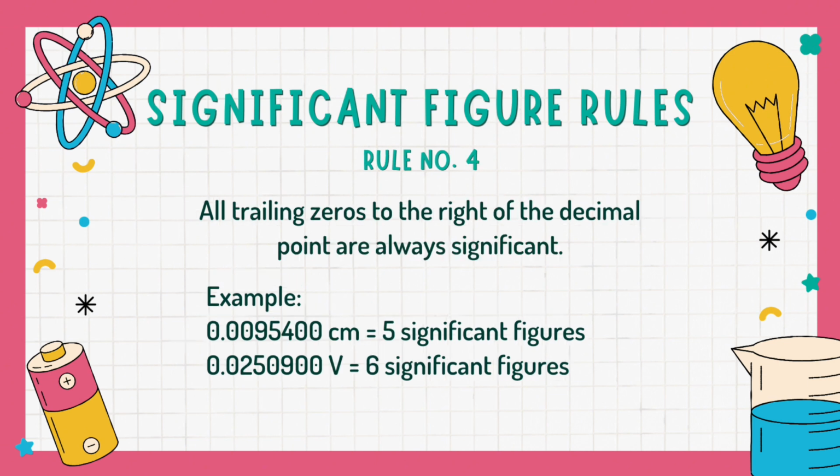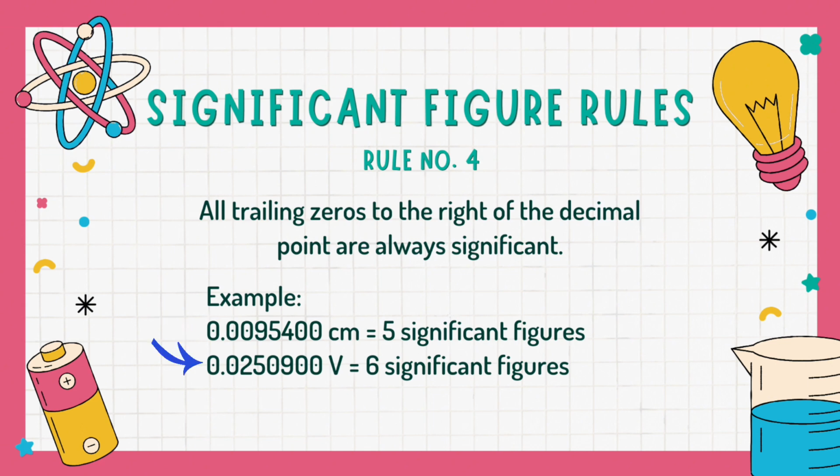Rule number 4. All trailing zeros to the right of the decimal point are always significant. Example 1. There are 5 significant figures because the 0 at the end is a trailing zero. 9, 5, 4, 0, 0 are all significant except for the zeros before non-zero digits.